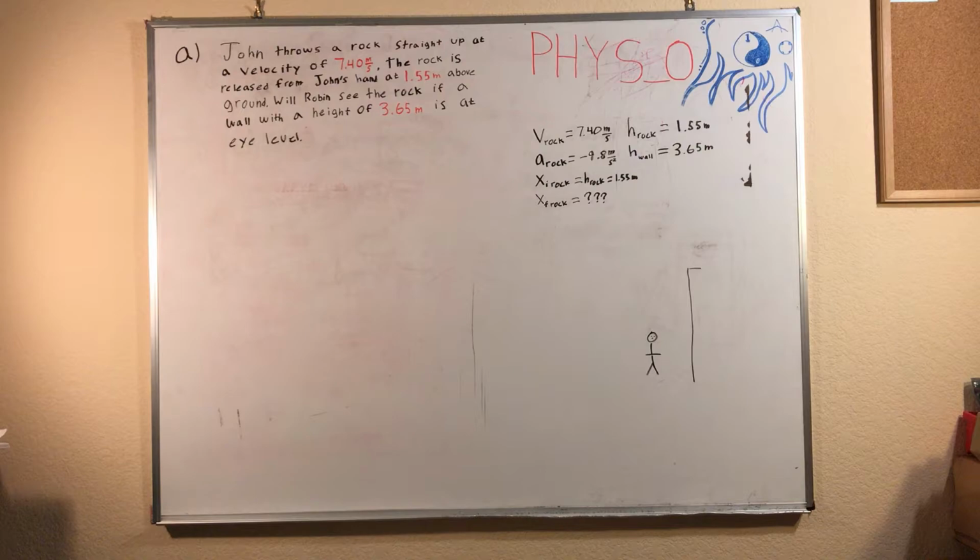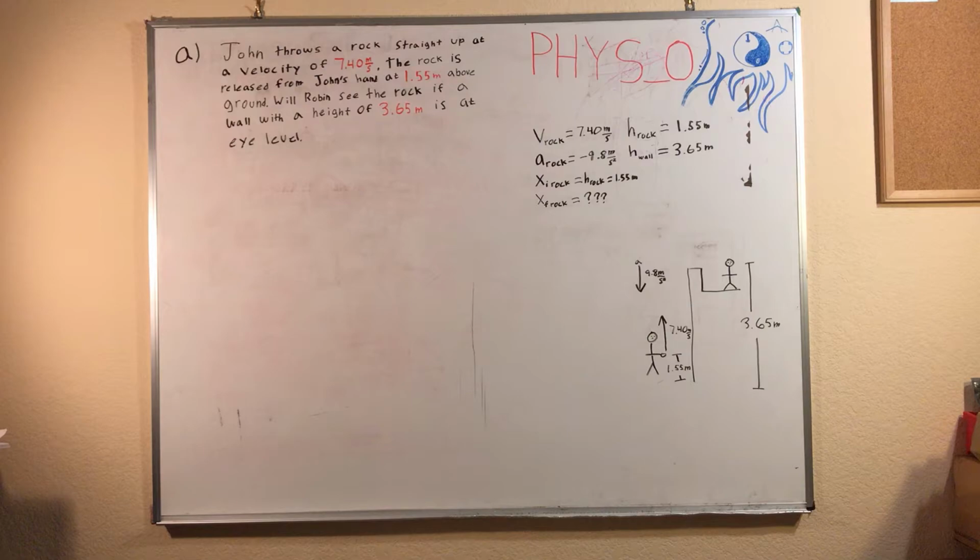First, John is here staring at the bottom of the wall, and Robin is up over here on a little ledge. The rock is in John's hand and is being released straight up at an initial distance of 1.55 meters above the ground. And the rock is also initially thrown at 7.40 meters per second, straight up. Acceleration from gravity will affect this problem because we live on Earth, which is our negative 9.8 meters per second squared. And the height of the wall is 3.65 meters, which is the height that the rock must travel for Robin to see.